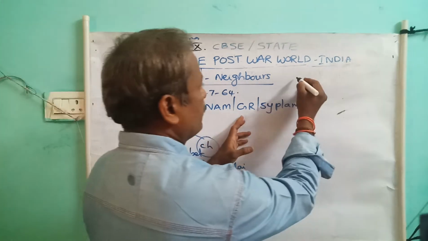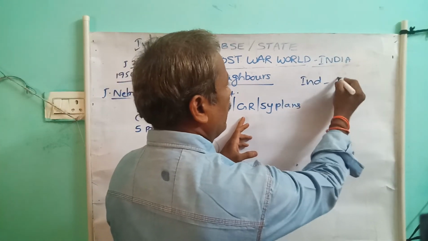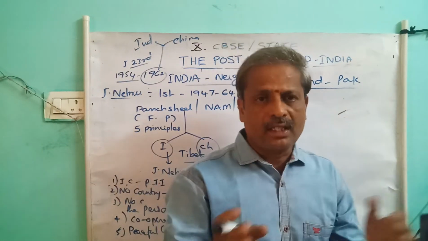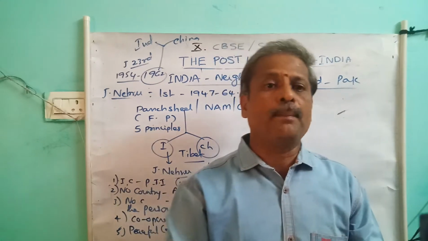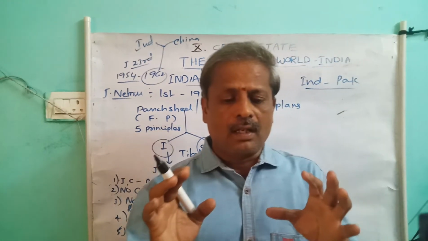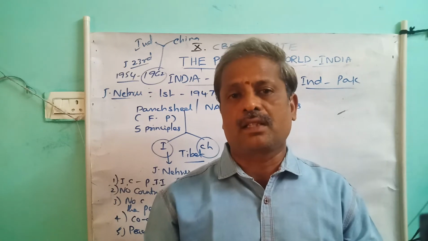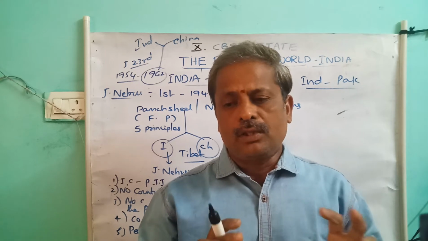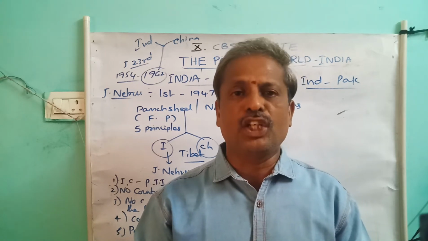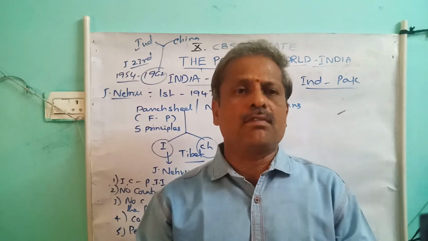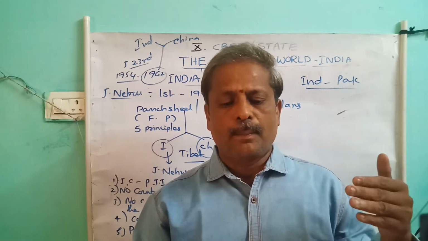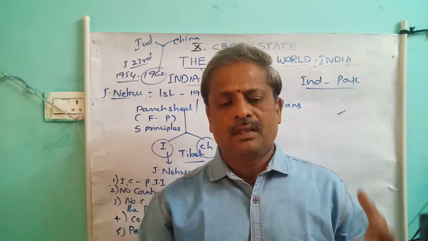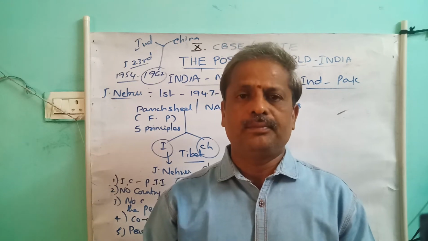We have to see the India and Pakistan relationship. We know that along with India, Pakistan also got freedom from the Britishers. Of course, August 15th, 1947 for India, August 14th for Pakistan. And though the two countries got freedom from the British, from the beginning Pakistan has been expressing its antipathy towards India.